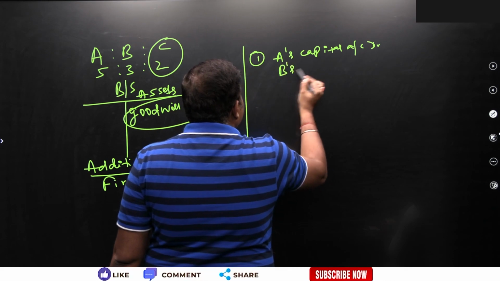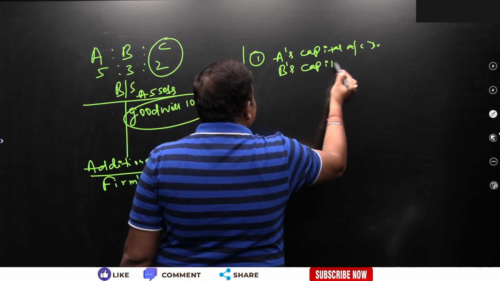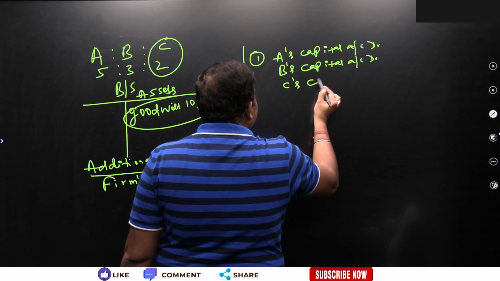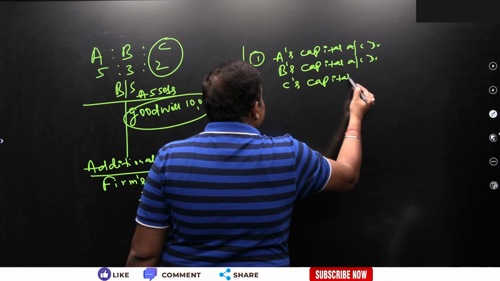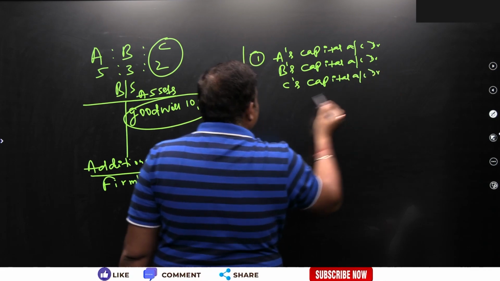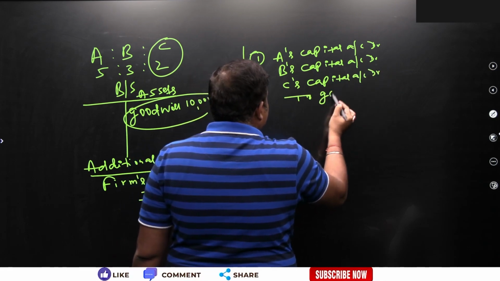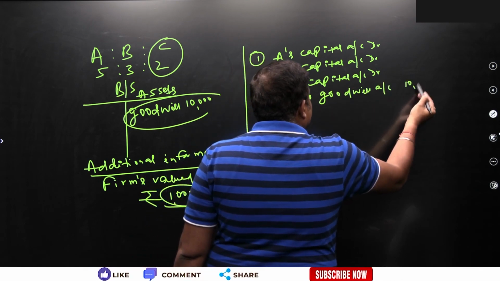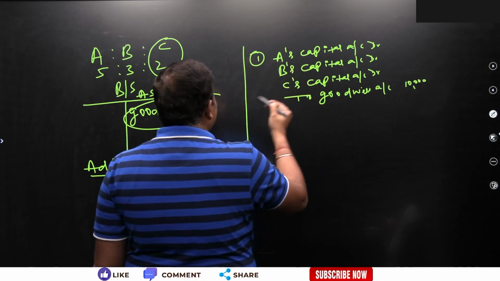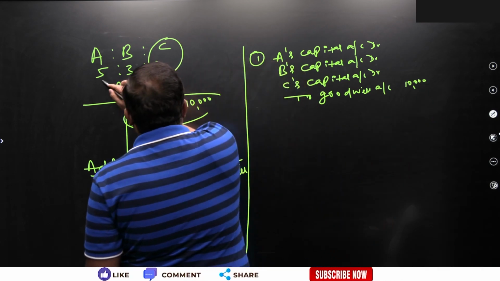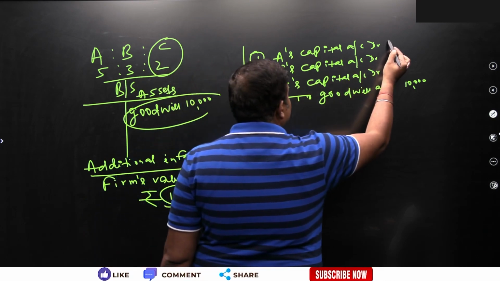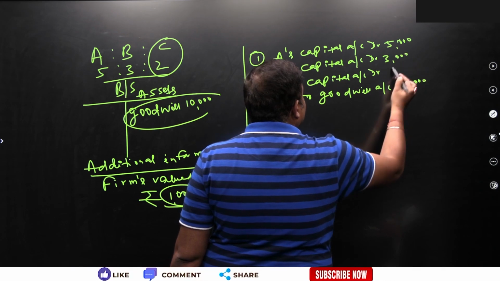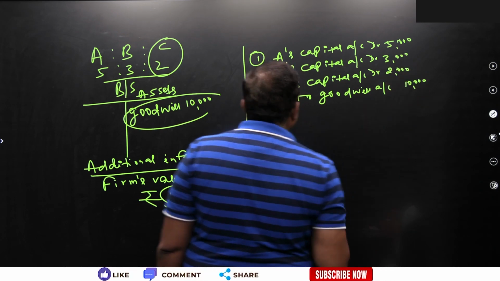B's capital account debit, C's capital account debit, and to goodwill account, and this amount of goodwill of rupees 10,000 should be taken over by A, B and C in the ratio of 5:3:2. So 5 by 10 of this amount, that is 5,000, should be taken over by A, 3,000 should be taken over by B and 2,000 should be taken over by C.